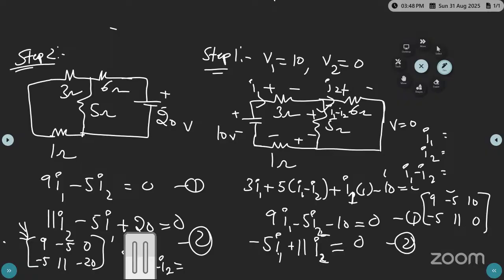So this is the way of doing the superposition theorem. Consider only one voltage source, what is the current? Okay?